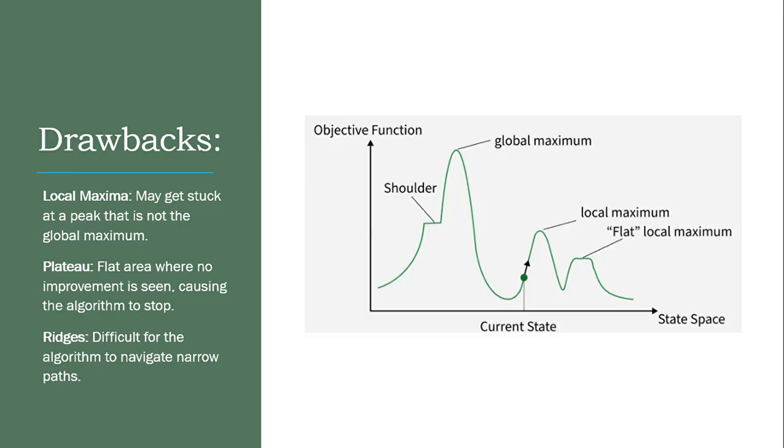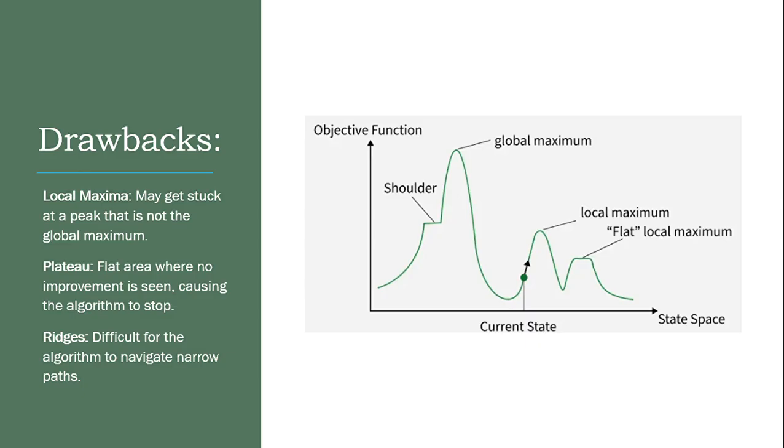There are three drawbacks of the hill climbing algorithm. First, local maxima: it may get stuck at a peak that is not the global maximum. Second, a plateau, that is a flat area where no improvement is seen, causing the algorithm to stop. And the third drawback is ridges. It is difficult for the algorithm to navigate a narrow path.